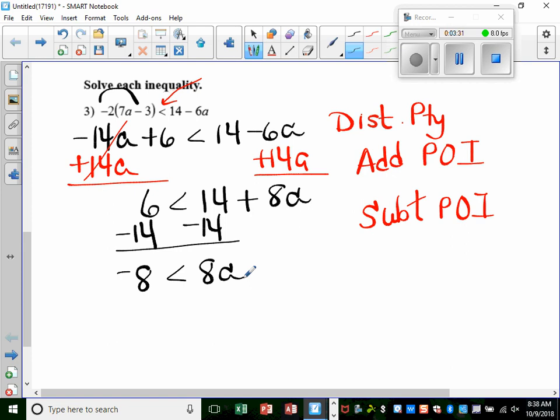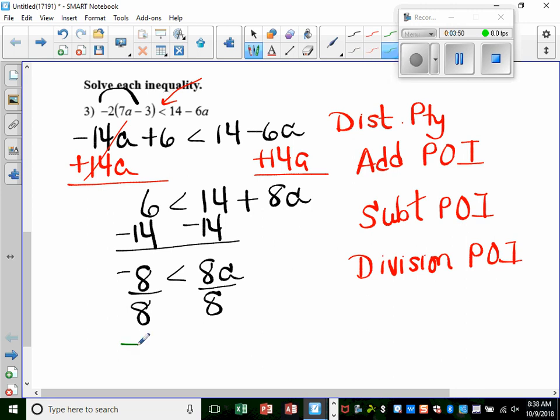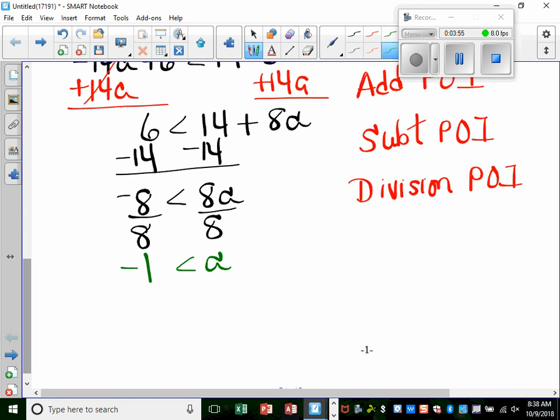What's my next step? Because this is supposed to be a review. So what is my next step? Yes. Divide both sides by 8. So what property is that? Division property of inequality. Okay, and then I'm going to end up with negative 1 is less than a. So that's called what? Substitution.